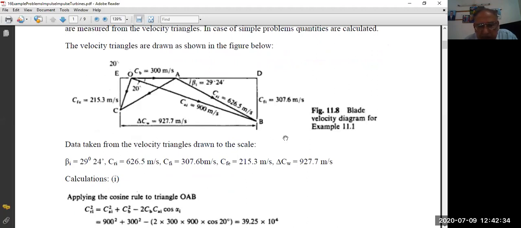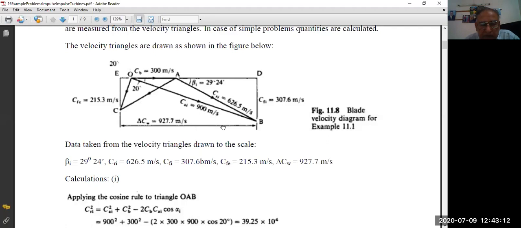take a linear scale, and with its help measure how much this distance is, the horizontal distance from C to B, so this is 927.7 meter per second. So if we took the 100 scale, then 9.277, that is about 9.28 centimeter length, and this is equal to 927.7 meter per second, delta CW. This is the whirl component of the velocity. This velocity is responsible for rotating the wheel.